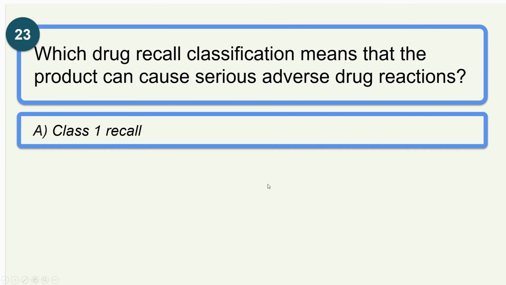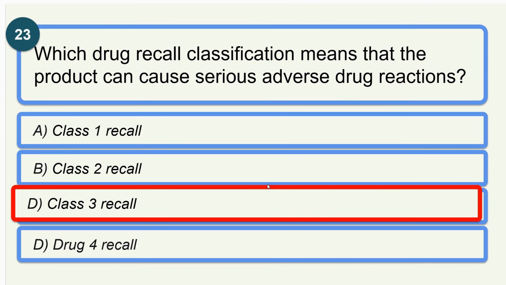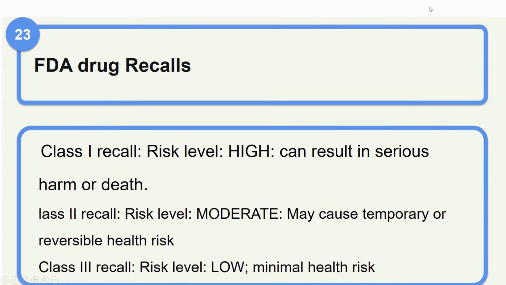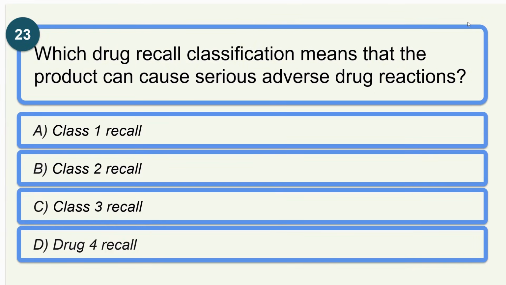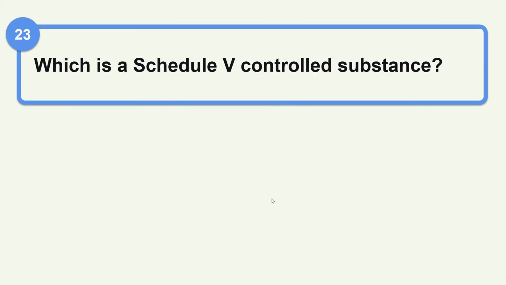Which drug recall classification means the product can cause serious adverse drug reaction? Class 1 recall, Class 2 recall, Class 3, and Class 4. For this question, the correct answer is the most serious recall, which is Class 1 recall. According to Class 1 recall, the risk level is high and can result in serious harm and death, whereas the lowest or minimal health risk is associated with Class 3 recall.